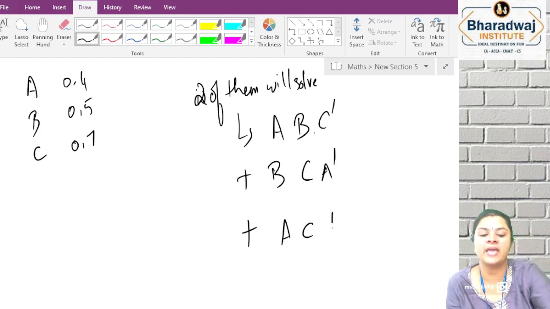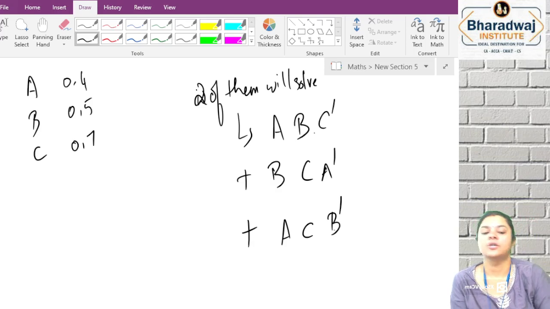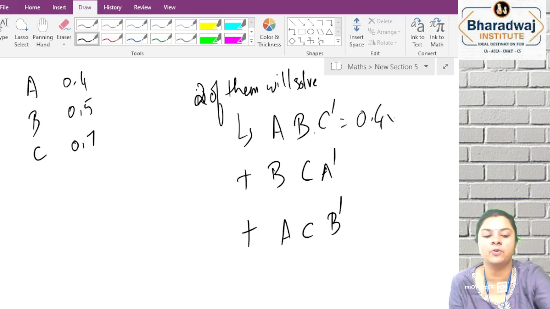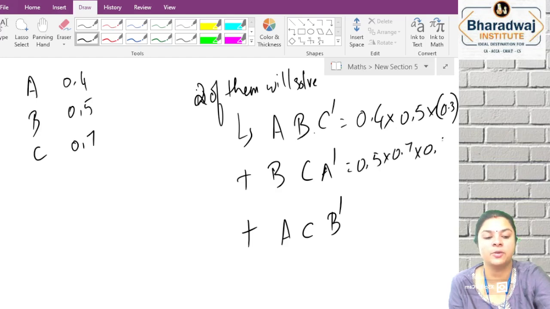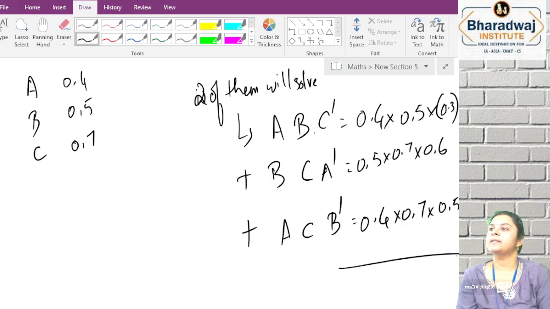BC, A dash, AC, B dash. So here it will be 0.4 into 0.5 into 1 minus 0.7, which is 0.3, plus B, 0.5 into 0.7 into 0.6, plus 0.4 into 0.7 into 1 minus 0.5, 0.5. Multiply and then take the total.